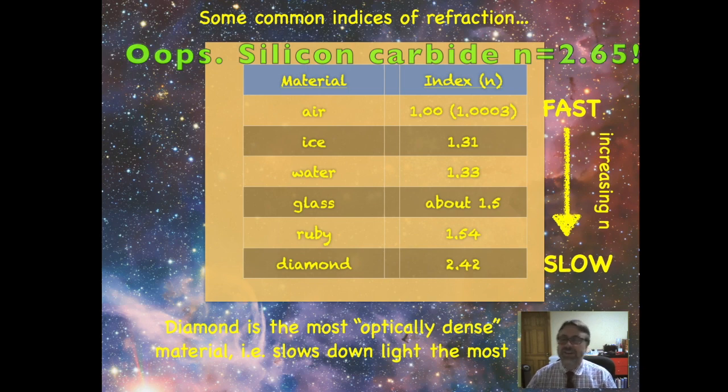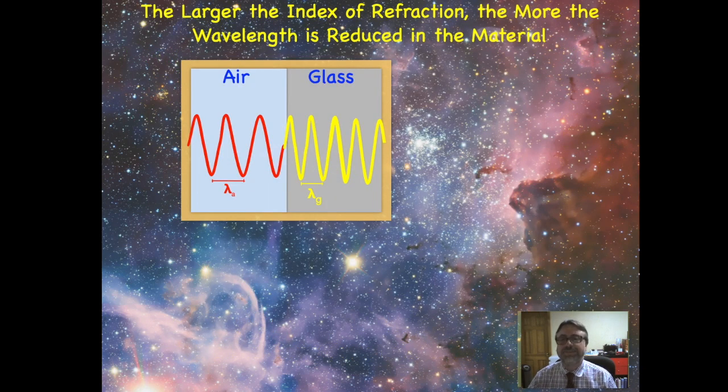All right, well, let's take a little bit more look at these indexes. So the larger the index of refraction, the more the wavelength is reduced in the material. Again, here is my wave coming through air, and then it strikes glass. Because the speed decreases in glass, the wave bunches up, and I get a smaller wavelength. And we looked at the fact that the frequency in the air must match the frequency in the glass.